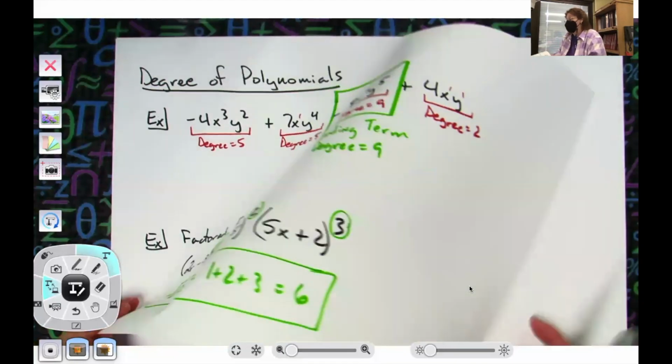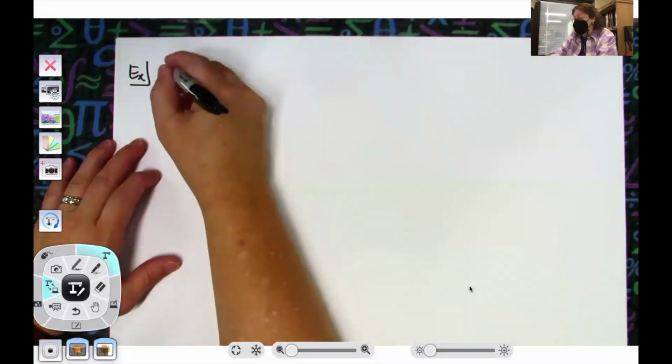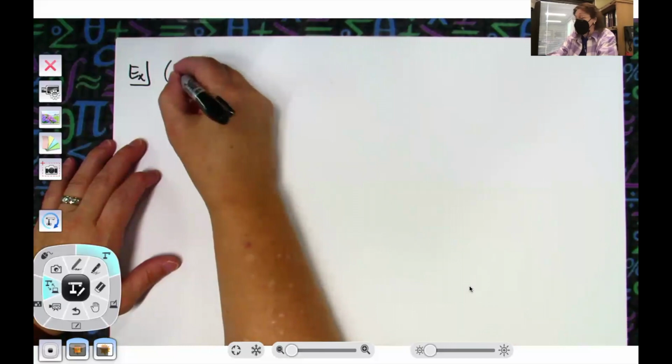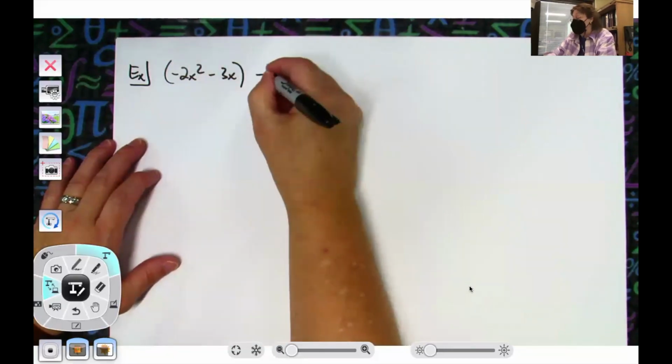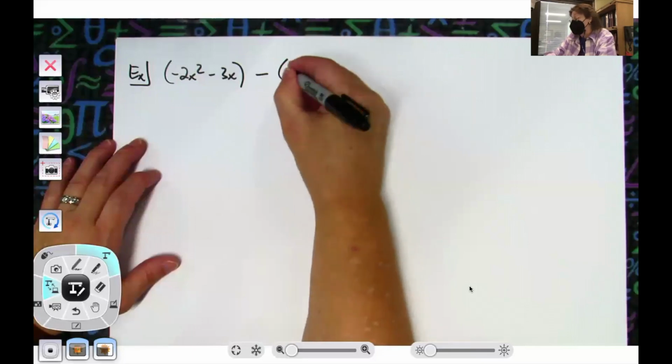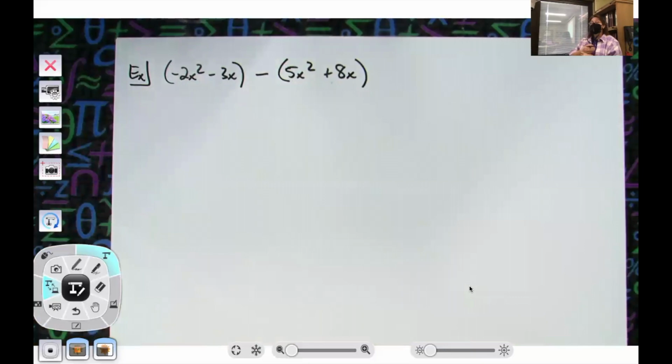Okay, now let's go ahead and do a subtraction of polynomials just for practice. Let's do a couple multiplication ones. All right, we'll keep them relatively small. Let's say we're taking a -2x squared minus 3x, and then we're going to subtract a 5x squared plus an 8x. Okay, so this would be subtracting polynomials. All right, more specifically, I'm subtracting 2 binomials.